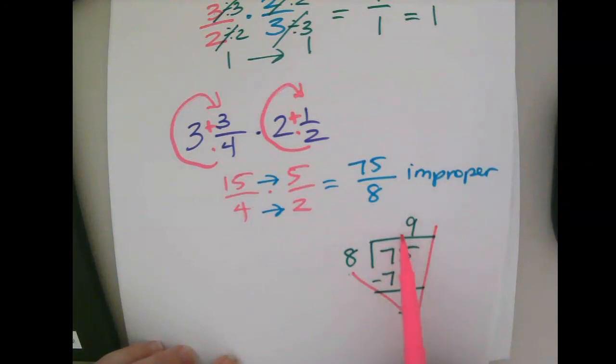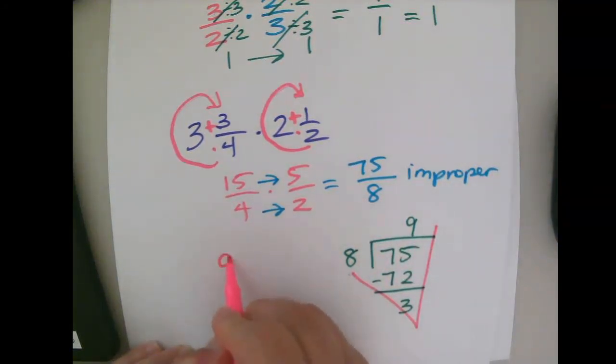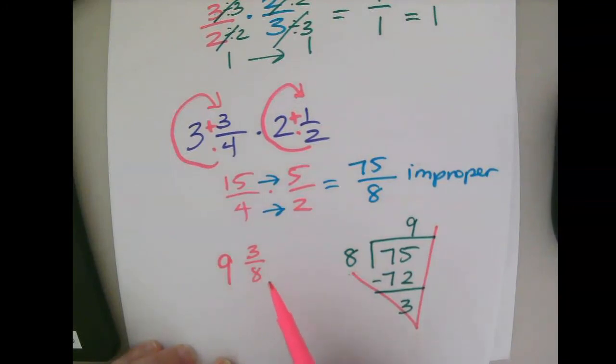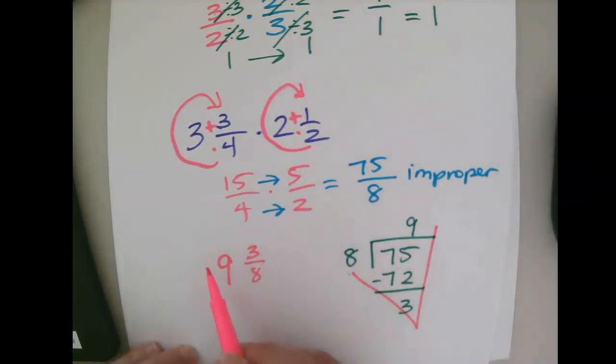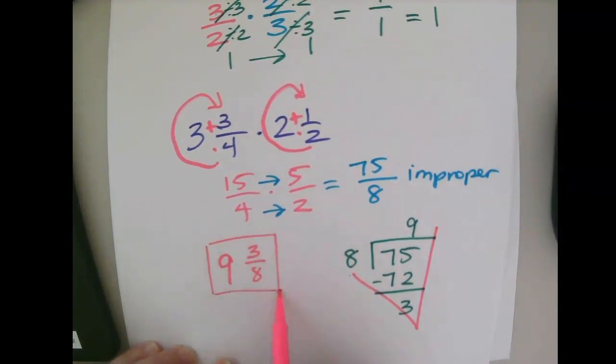Our whole number is the number on top. That's our first stop on our ice cream cone, which is a 9. The 3 is going to be your numerator. That's your next stop, all over 8. You always want to make sure that 8 matches the 8 here. The denominators are the same. So your answer is 9 3/8.